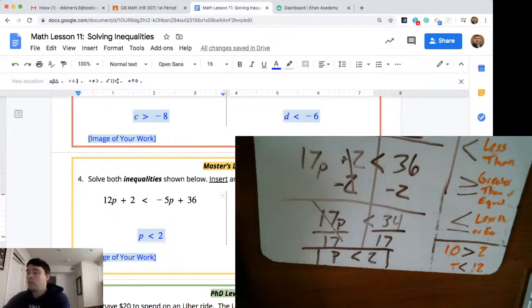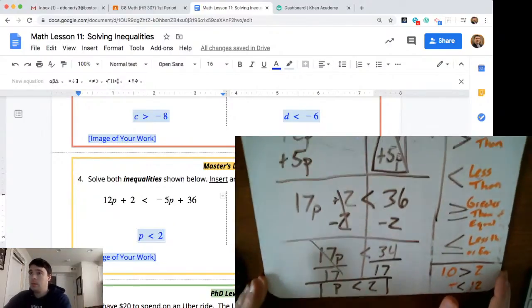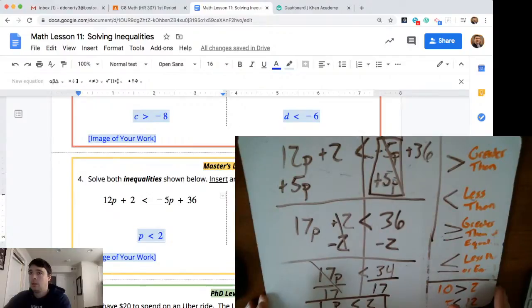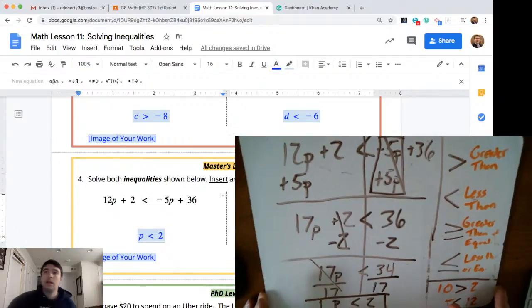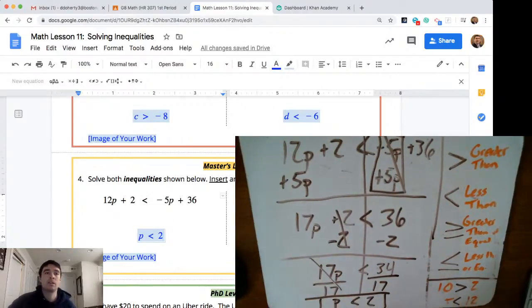I'll show that work on this whiteboard one last time, how we got to p is less than 2. And then we're going to transition into our last inequality for problem 4.